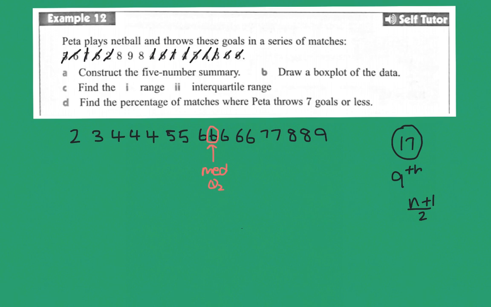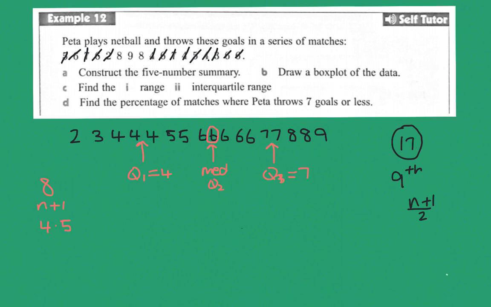Now we find the median of the lower half of the scores, so scores of 2 to 6. So 8, n plus 1 is 9 over 2, gives us the 4.5 score, which in this case happens to be 4. So there's our Q1 equals 4. And then again at the top quarter of scores, Q3 is going to be 7. Now sometimes you'll need to find the average of the two scores if they happen to be different.